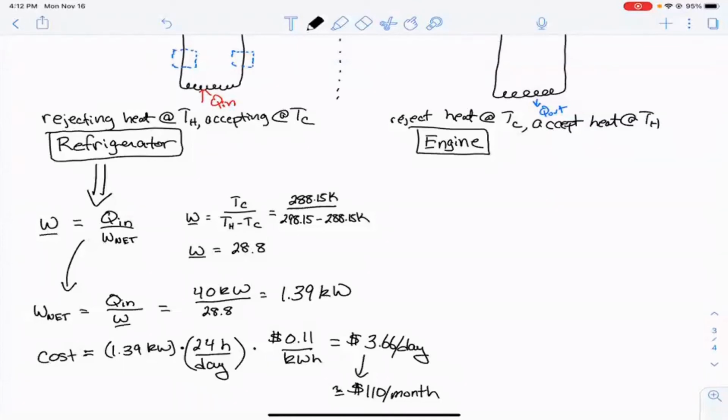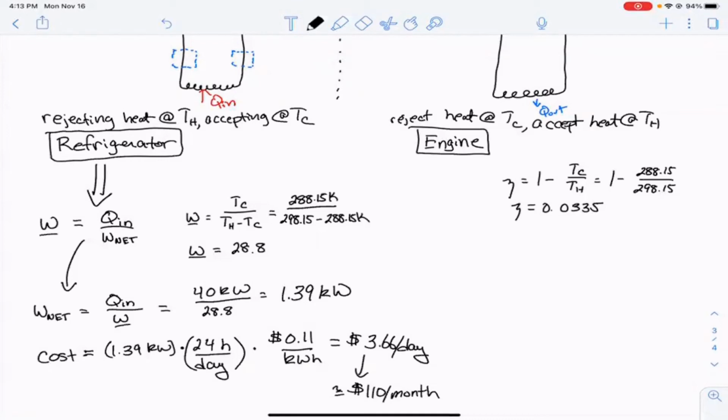And there's our cost to run the refrigerator. Now, what about in the summertime? We said we're going to run this as a heat engine. So let's calculate the efficiency of such an engine. 1 minus T cold over T hot. So that's 1 minus 288.15 over 298.15. And the efficiency then is equal to 0.0335, or a little less than 3.5%.